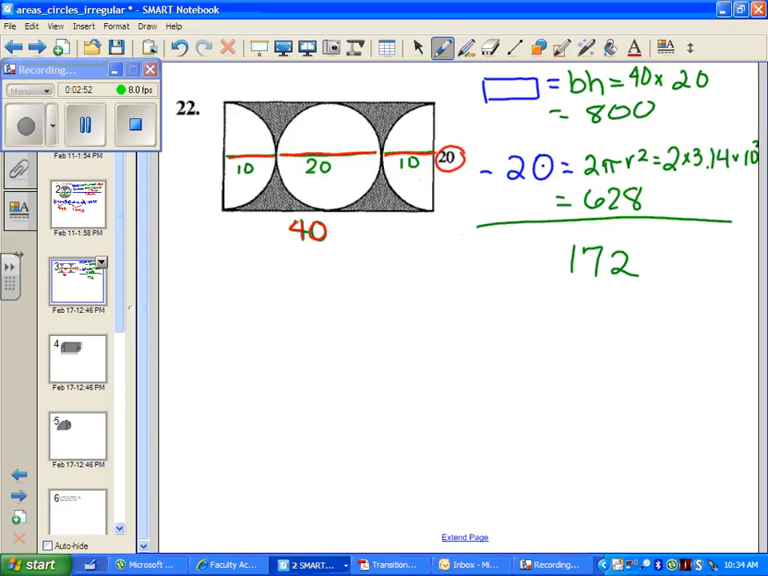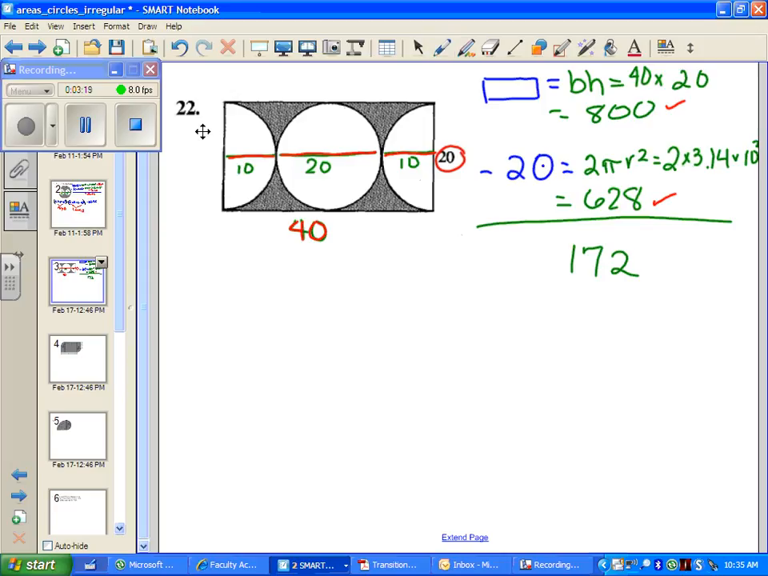So we do 40 times 20 to get our base times height, and that gives us 800 for the area of the rectangle. For the 2 circles, since they are congruent, and we have 2 circles because we have a whole circle and 2 half circles, we're going to multiply 2 times pi r squared instead of just pi r squared, since they have the same radius. So we're going to multiply 2 times 3.14 times 10 squared, and that gives us 628. When we subtract, we get a total area of 172.